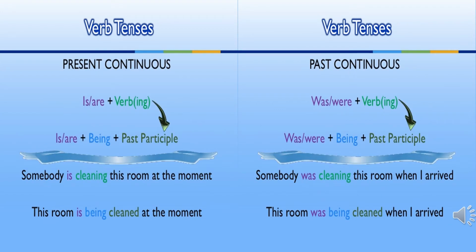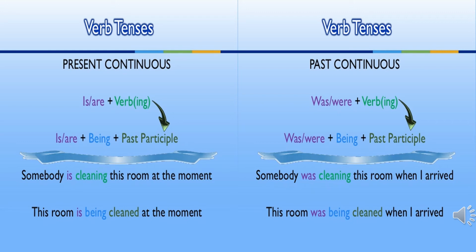If the tense of my sentence is a progressive tense, then the form of the verb will be as such. It should be verb to be, am, is, are, was, or were, according to the tense, whether it is present or past, and then followed by being, and finally followed by past participle. So if the sentence is somebody is cleaning the room, then when we change it into passive, we have to say the room is being cleaned by somebody. And if my sentence is someone was cleaning the room, then it has to change into the room was being cleaned by somebody.